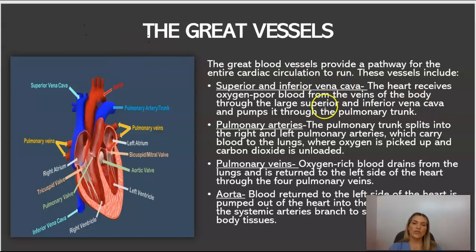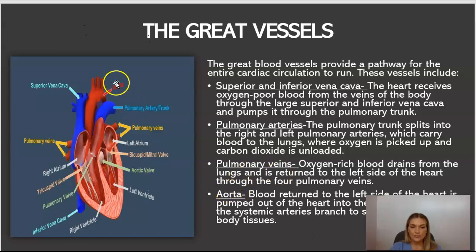The heart receives the oxygen-poor blood from the veins of the body through the large superior and inferior vena cava, and pumps it through the pulmonary trunk. And then the pulmonary arteries. So the pulmonary trunk splits into the right and left pulmonary arteries, which carry blood to the lungs, where oxygen is then picked up and carbon dioxide is unloaded. And the pulmonary veins: oxygen-rich blood drains from the lungs and is returned to the left side of the heart through four pulmonary veins.